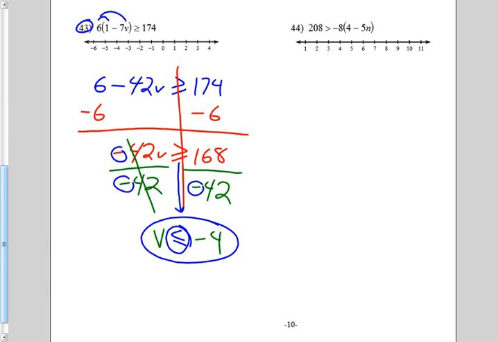So I'm going to start at -4, and it's going to be a closed circle because it's an or equals to line. So at -4, I put a closed-in circle, and then this is still pointed the way I want to go. So I'm going to point that way, like so.